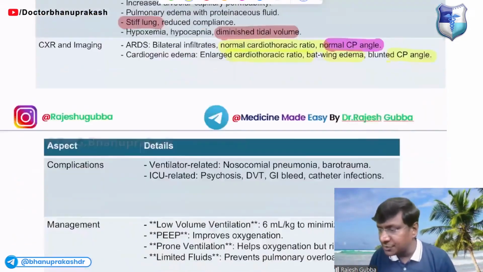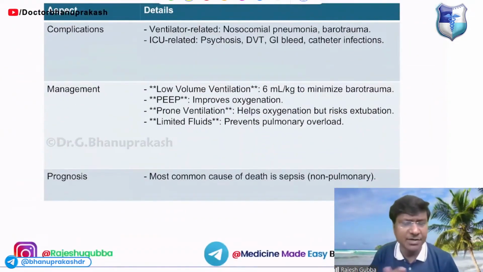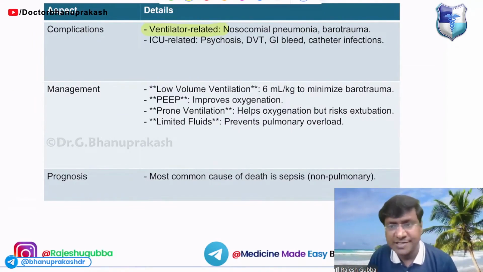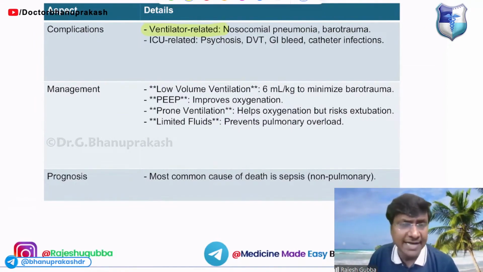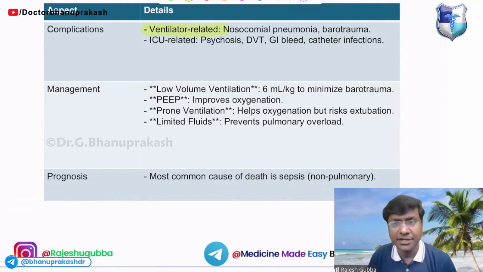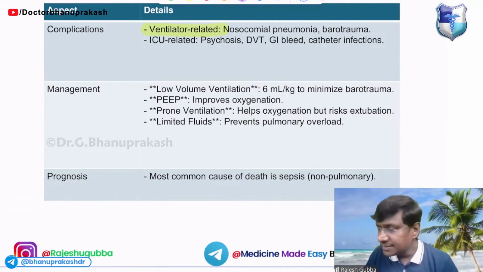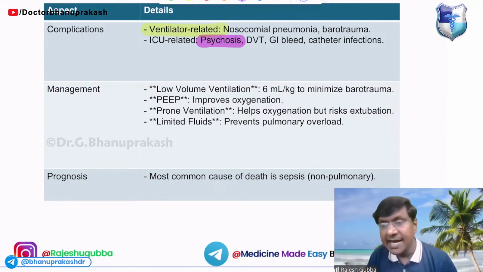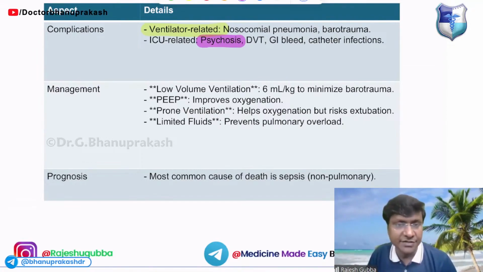What are the complications that you will come across in patients with ARDS? Because these patients have to be placed on a mechanical ventilator for support, they will develop ventilator-associated pneumonia. Commonly, the organisms are Pseudomonas and Klebsiella. And they are in the ICU for a longer duration of time, so they can develop psychosis, DVT, gastrointestinal bleed, as well as catheter-related infections.